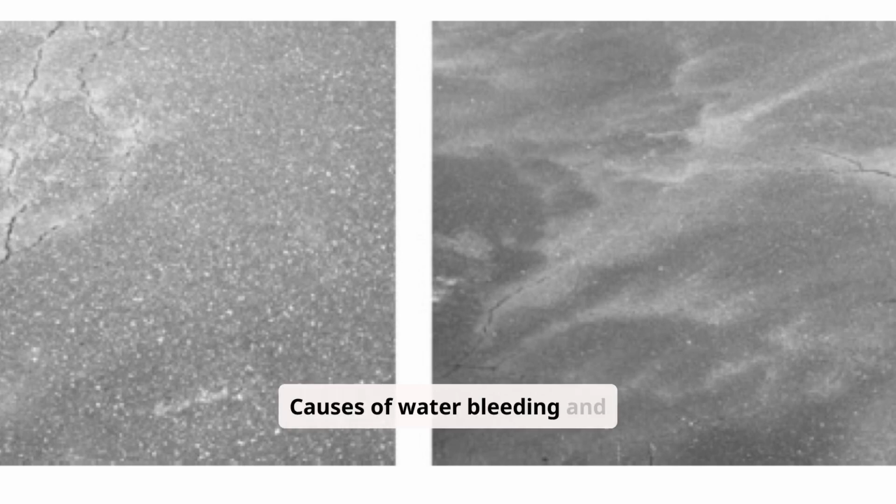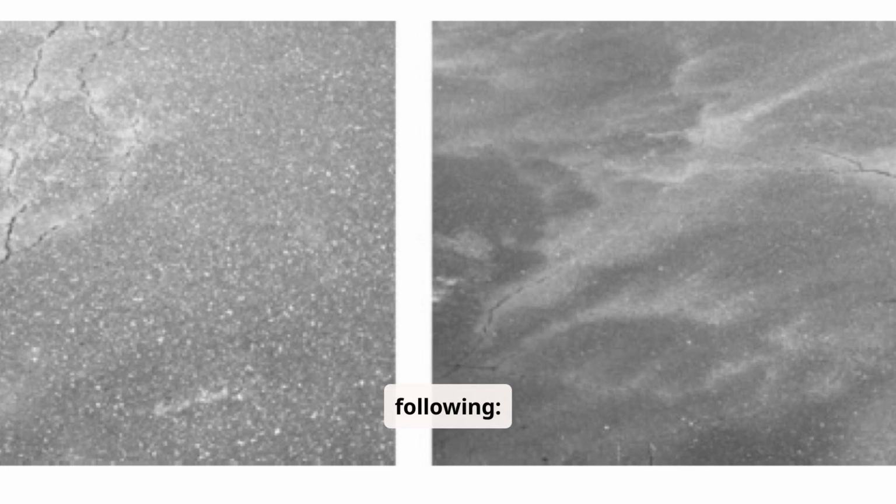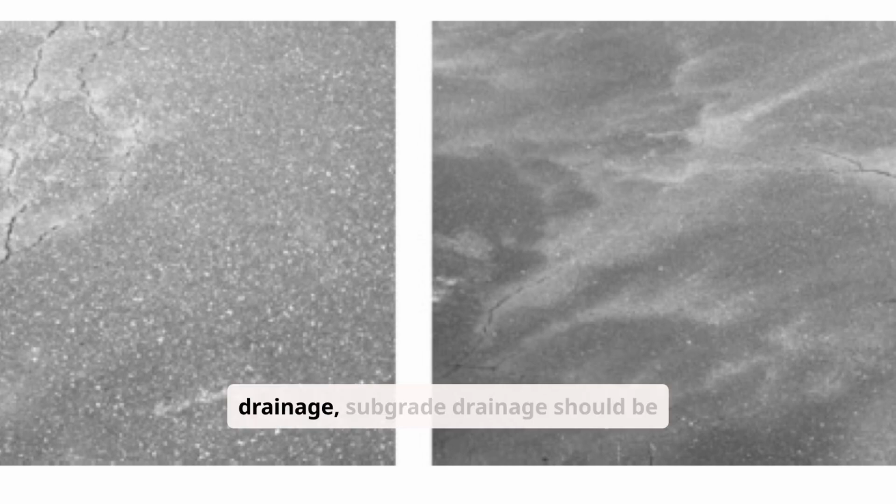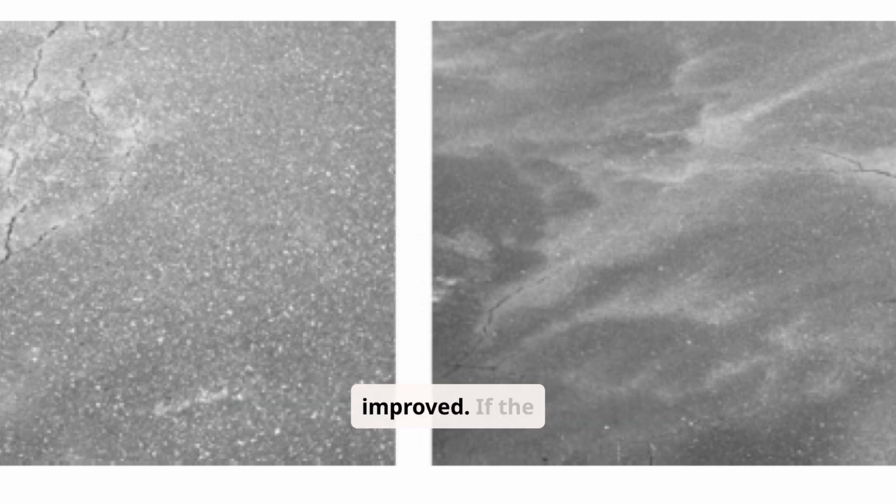Causes of water bleeding and pumping may include the following: porous pavement due to inadequate compaction, high water table, poor drainage. If the problem is a high water table or poor drainage, subgrade drainage should be improved. If the problem is a porous mix, in the case of water bleeding, a fog seal or slurry seal may be applied to limit water infiltration.